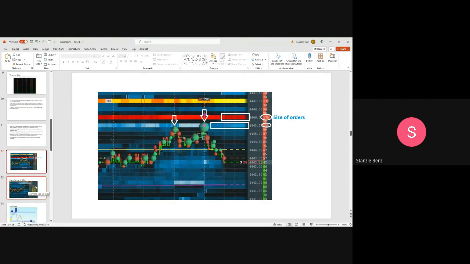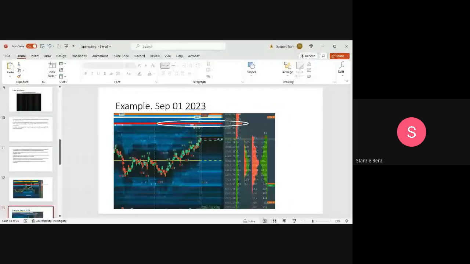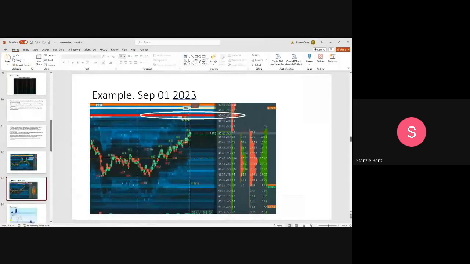Okay, we're going to go over a quick example here. So here, what we see is ES approaching this 4548 level. I need to pull this up on my other screen and then share that screen. Give me one moment.